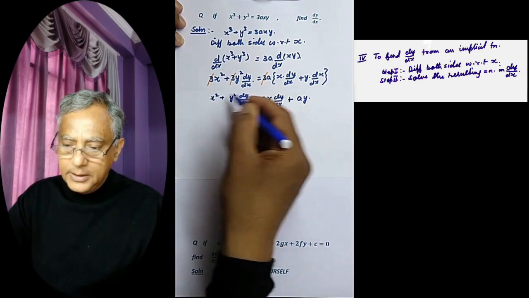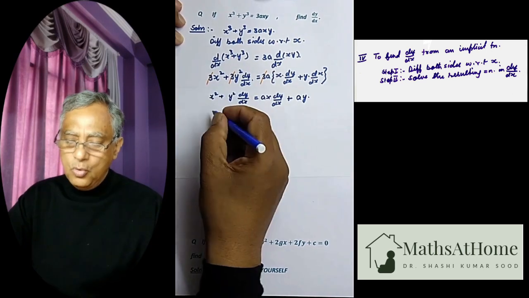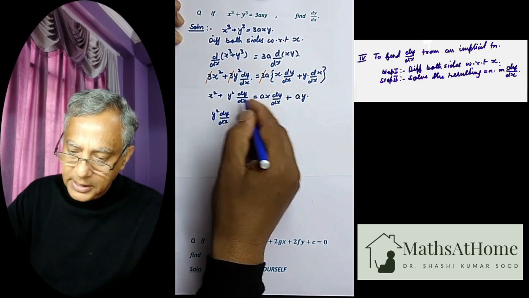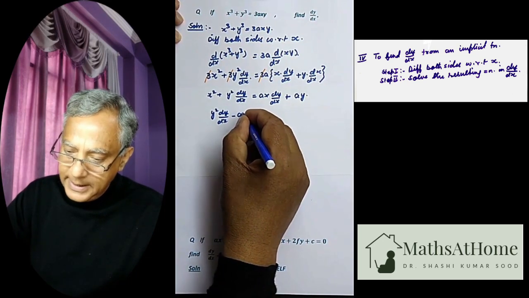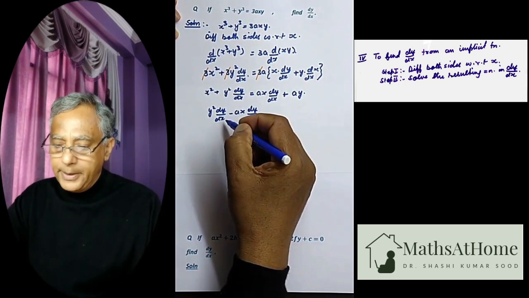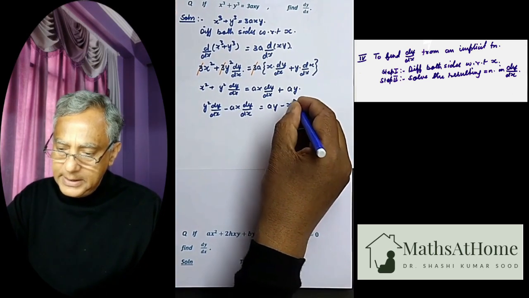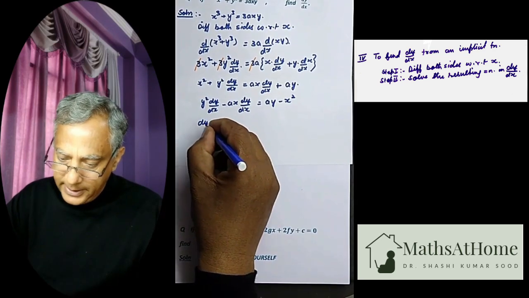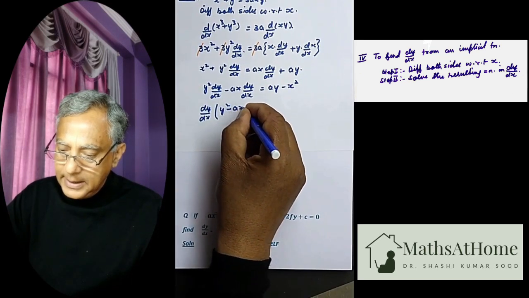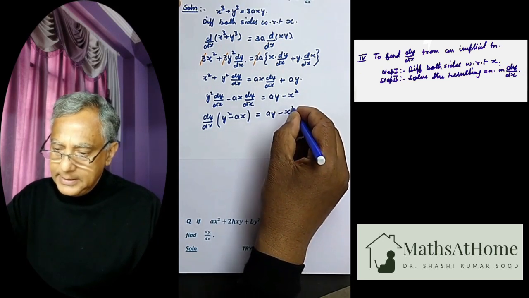We will now solve this equation for dy by dx. Bring all the terms involving dy by dx to one side. So this will be y square dy by dx, and bring this term here, minus ax dy by dx. All terms involving dy by dx on one side, and this will be taken to the other side. This will be ay minus x square. So dy by dx is common, and we get y square minus ax is equal to ay minus x square.